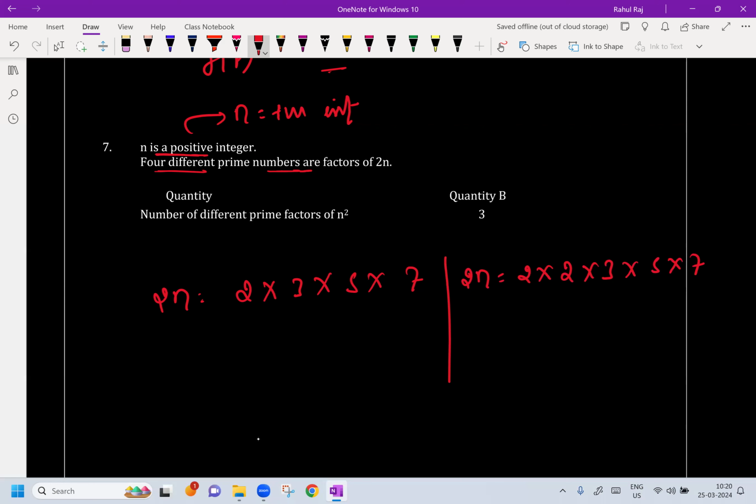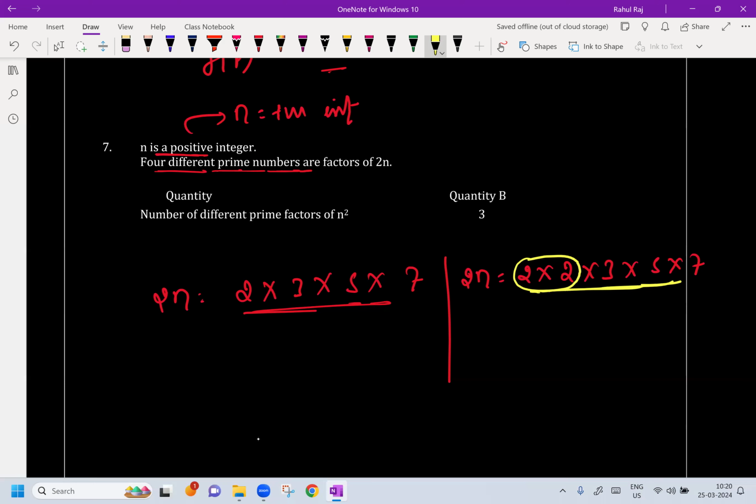I'm just playing around with the numbers, that's all. Because it says 4 different prime numbers are factors of 2n. Agreed? Yeah. In this case also, 4 different prime numbers are factors of 2n. I have repeated 2 twice, no doubt at all. But technically, there are 4 different prime numbers that are factors of 2n here, right?